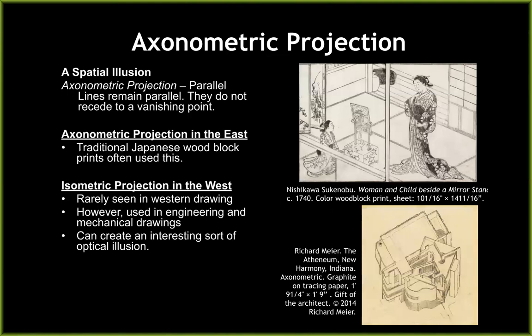And a few more here. Axonometric projection, parallel lines stay parallel. They don't recede to a vanishing point. Traditional Japanese wood blocks use this. We don't see it so much in the West, but sometimes you'll find it in engineering or mechanical drawing. And it gives you a sort of an optical illusion.